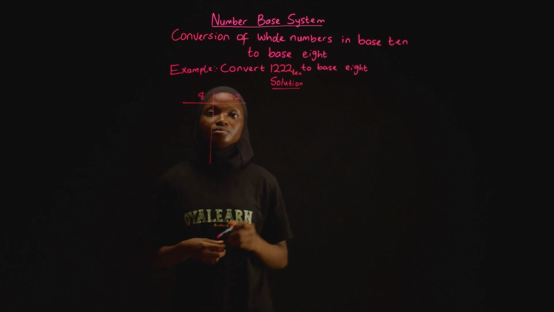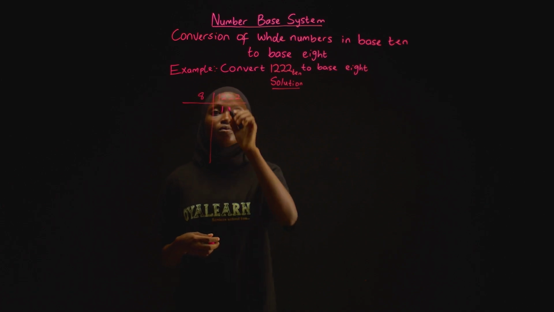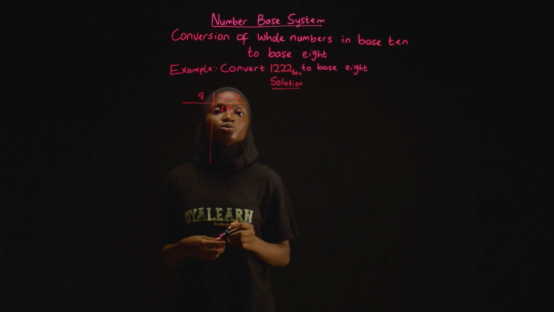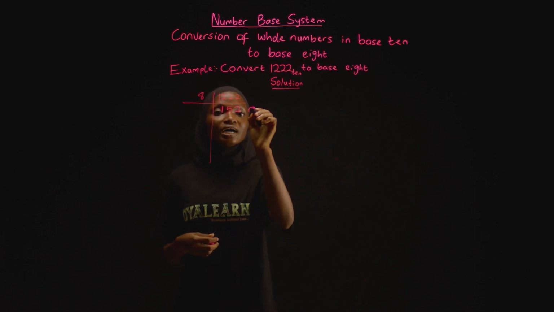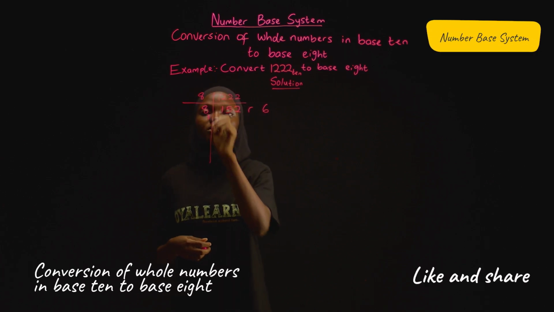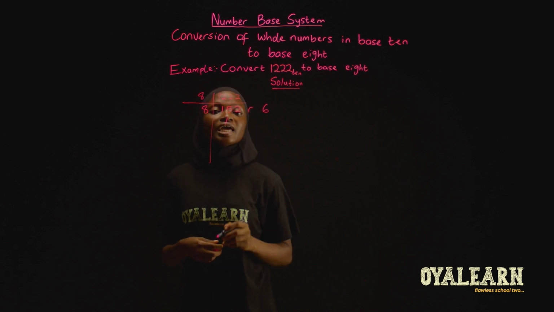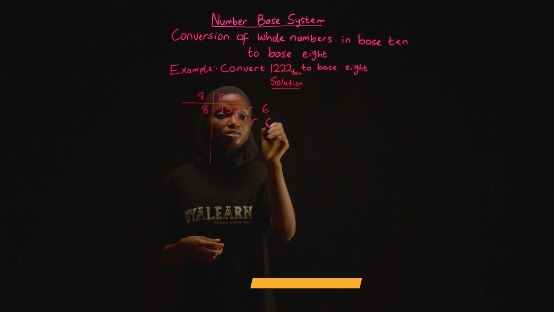Then we divide. 8 goes in 12, you have 1, remainder 4. 8 goes in 42, you have 5, remainder 2. 8 goes in 22, you have 2, remainder 6. We divide again by 8. 8 goes in 15, you have 1, remainder 7. 8 goes in 72, you have 9, remainder 0.